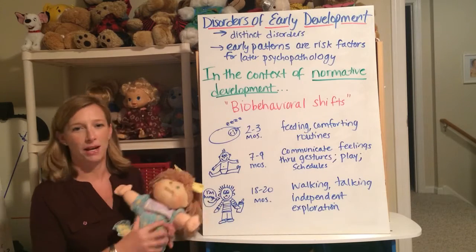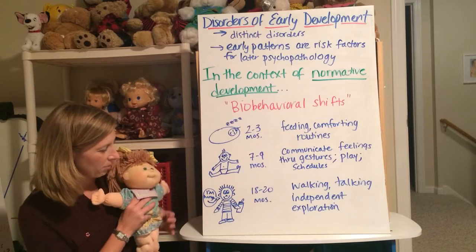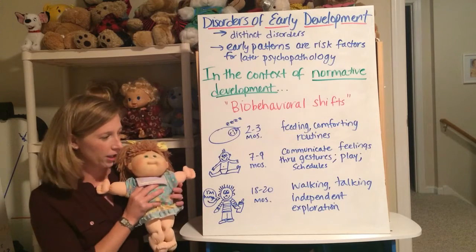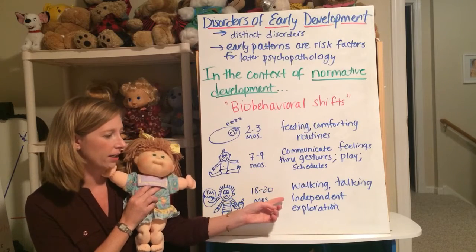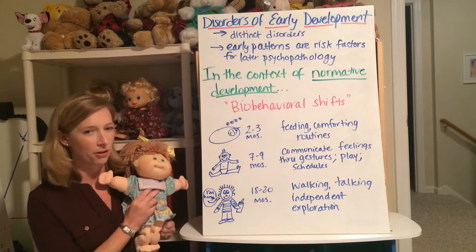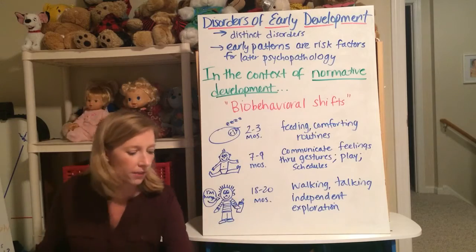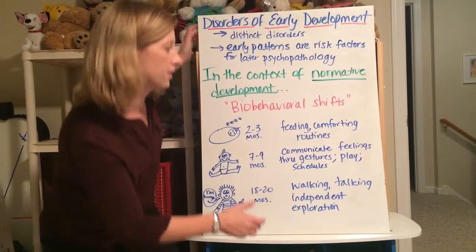Then we've got Miss Cabbage Patch Doll here, right? The 18 to 20 month old who's talking. This one is saying, I'm hungry. And so by this point, 18 to 20 months, you have your walking, talking toddler who's also able to do a fair amount of independent exploration. So again, three biobehavioral shifts that happen in infancy and toddlerhood.